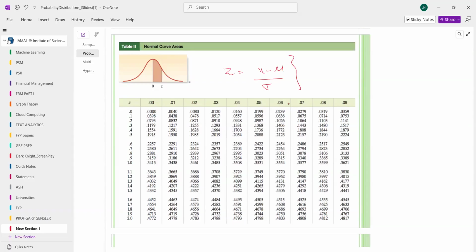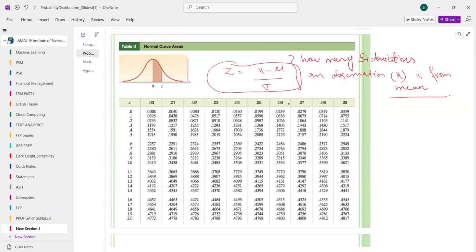So it will tell you how many standard deviations an observation, which is x in this case, is from the mean. This is what it represents, and literally the formula says that, right? You're subtracting the mean from your observation, right?